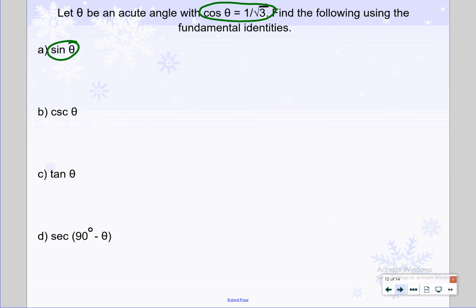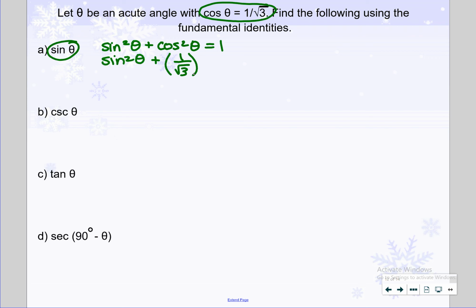All right, so I'm going to use sine squared plus cosine squared equals 1. And sine squared I don't know, but my cosine I do know. My cosine is 1 over rad 3.